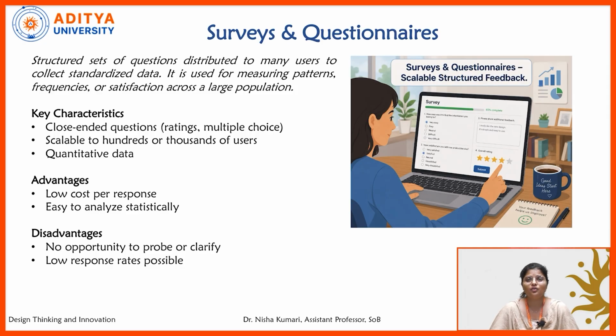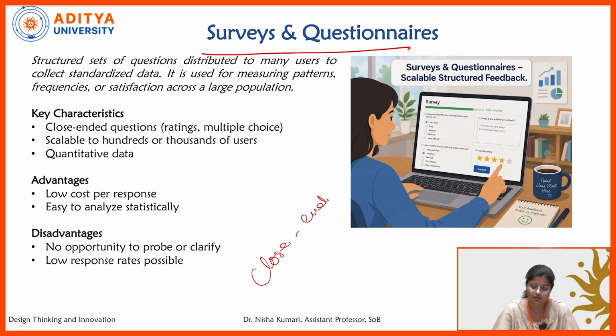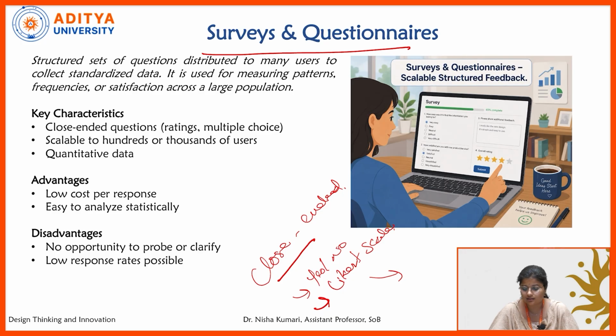Then after interviews come surveys and questionnaires. In surveys and questionnaires, we have solely close-ended questions. So in close-ended questions, what is happening? Either you can simply give them yes or no options, or you can use a Likert scale. Now what is a Likert scale? A Likert scale can be 5-point or 7-point, whatever it is.